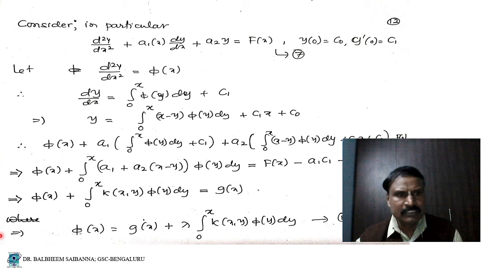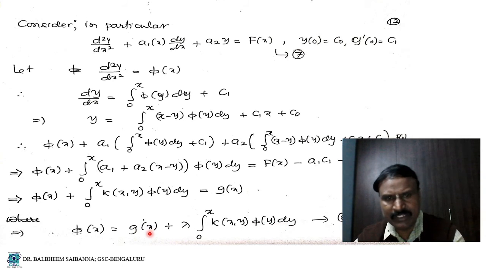So this is pi of x plus integral 0 to x. This integral we write in the form of a kernel k of x comma y pi of y dy equal to g of x. Comparing this with the Volterra integral equation of the second kind, what will we get? Pi of x equals, taking this to the right hand side, pi of x is equal to g of x plus lambda integral 0 to x k of x comma y pi of y dy.